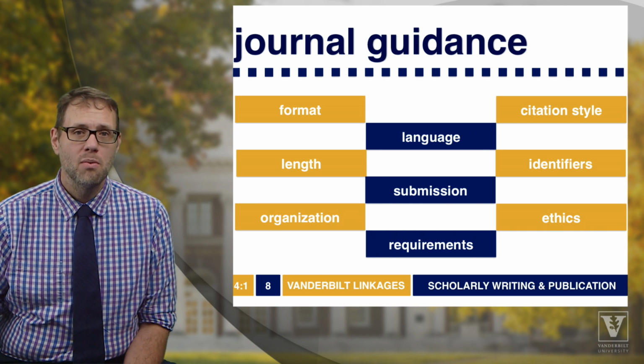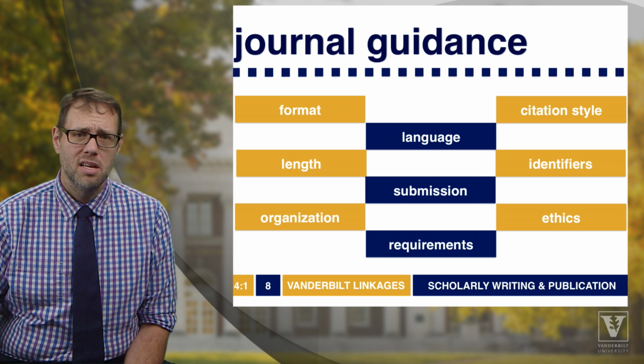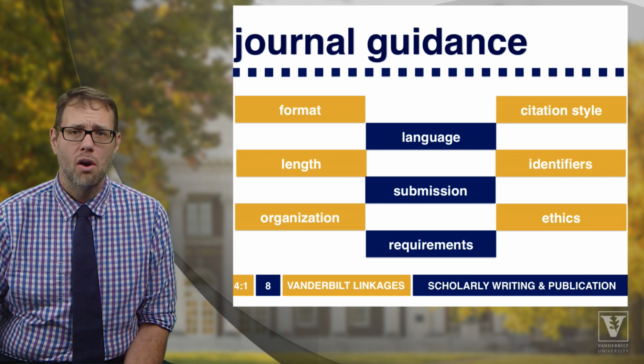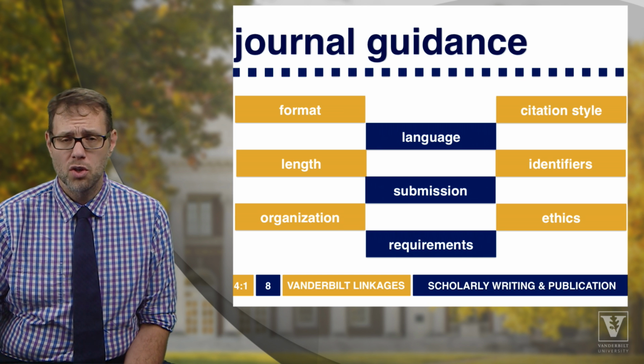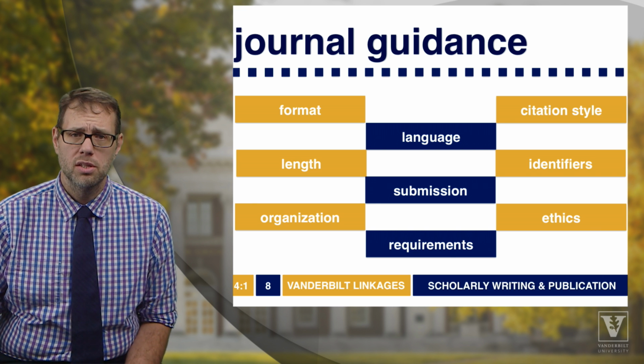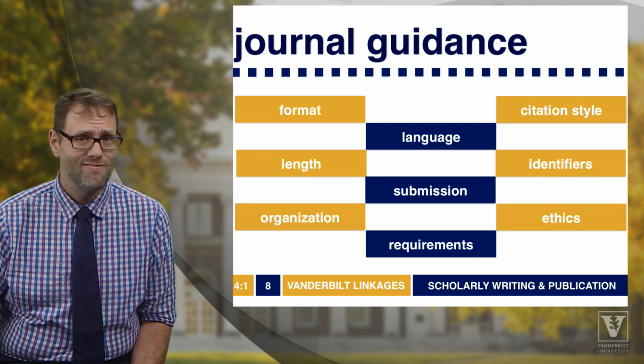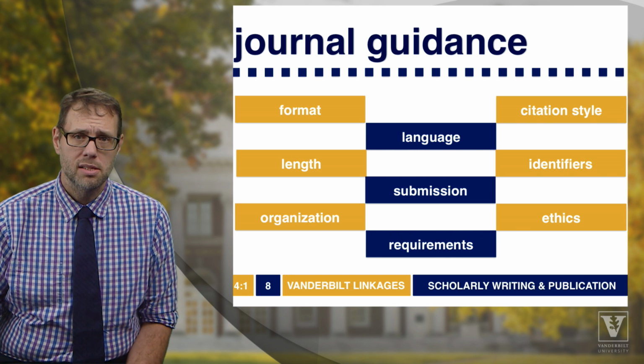And then the ethics piece. Do they want to see a conflict of interest? Do they need for you to complete that? Do they want to see a copy of your IRB or your IACUC approval letters for use of human or animal subjects? So these are just a few of the journal considerations that you want to be thinking about and checking for, to make sure that you're following all of these.